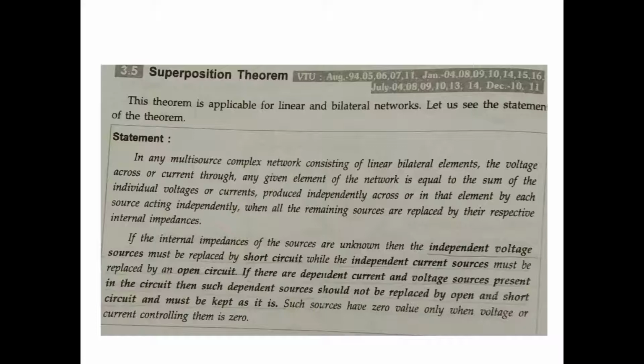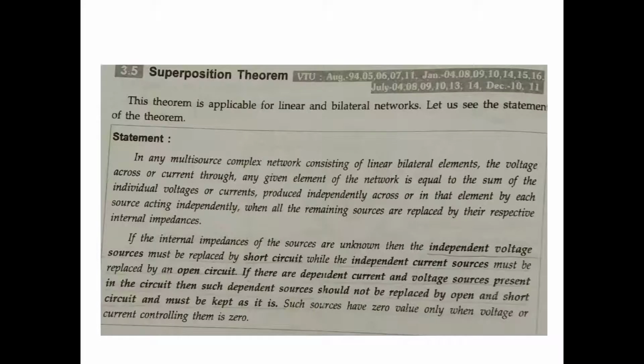Here, if the internal impedance of the sources is unknown, independent voltage sources must be replaced by a short circuit, and independent current sources must be replaced by an open circuit. It means the voltage source will be short circuited and the current source will be open circuited. If there are dependent current and voltage sources present in the circuit, such dependent sources should not be replaced by open or short circuits; they must be kept as they are.